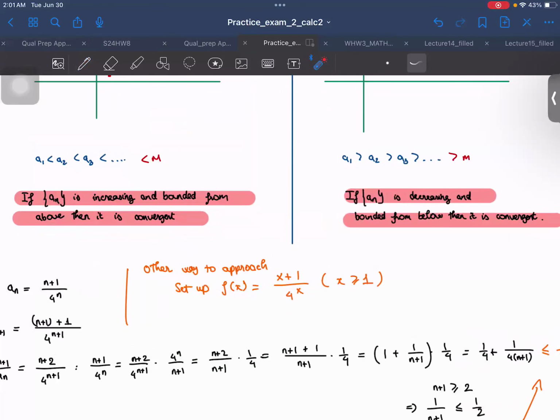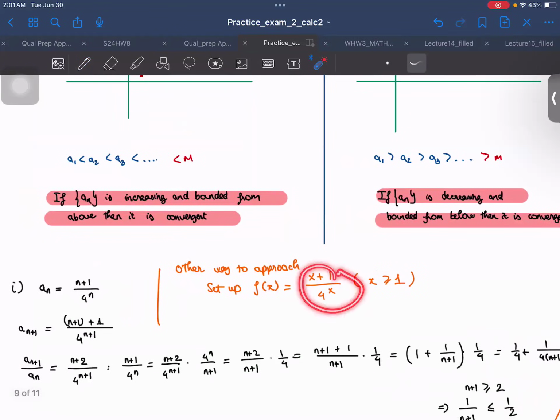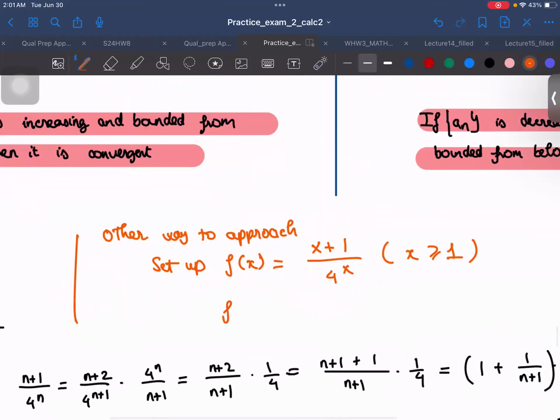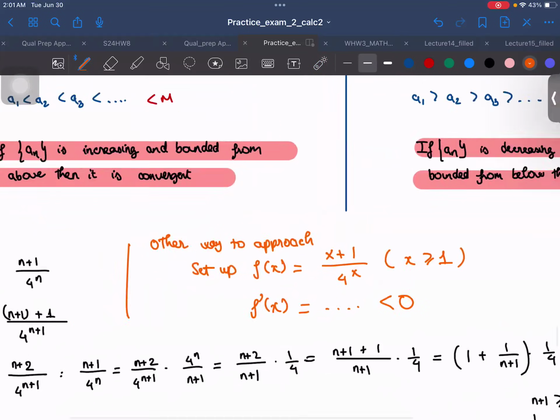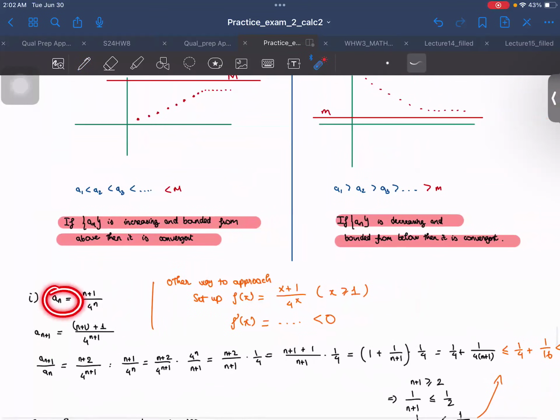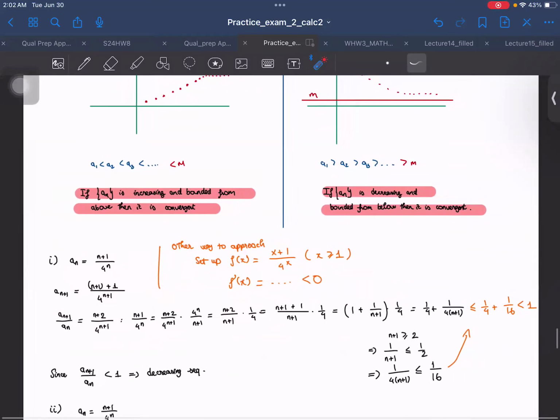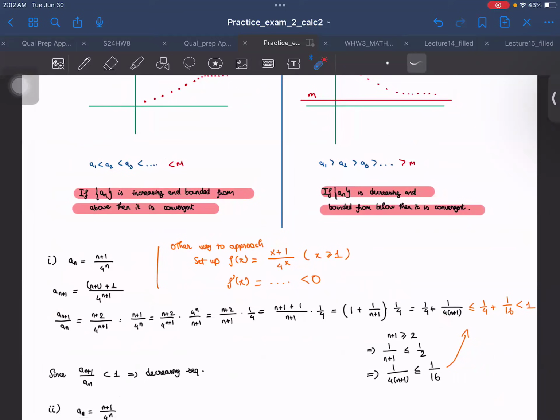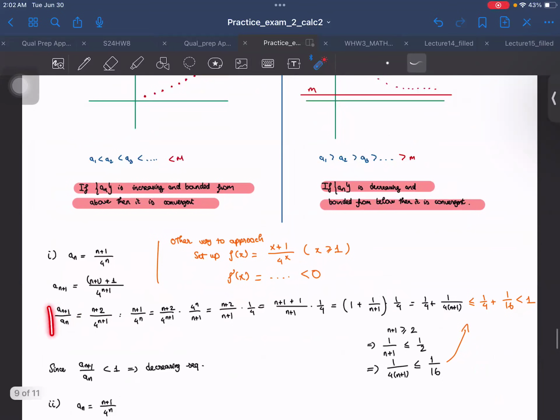Okay, so you can consider the function that is similar to your sequence, and then you find f prime of x. If you can show that f prime of x is less than 0, that means your function is decreasing, and if your function is decreasing, your sequence is decreasing as well. So this is the other way to work with part one if you don't want to do the ratio test, I mean, if you don't want to take the ratio between two consecutive terms. Okay.